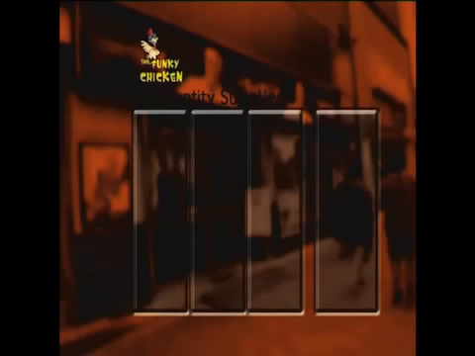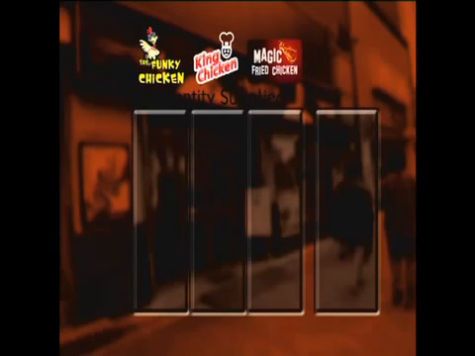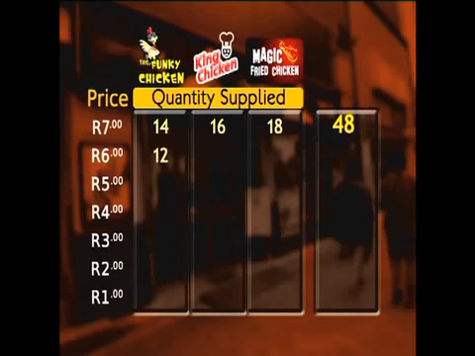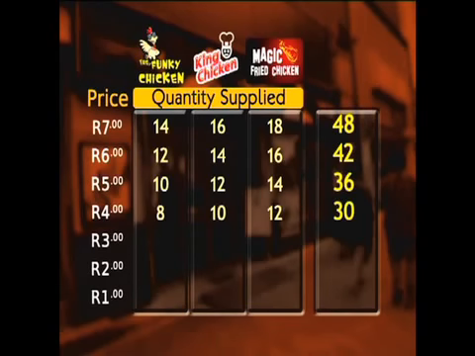In the same way we derive market demand, to get the market supply curve, we simply add all the individual suppliers together. From this, we can derive our market supply table. The amounts produced at the various prices by each supplier are added together to give us the quantity supplied by the whole market.